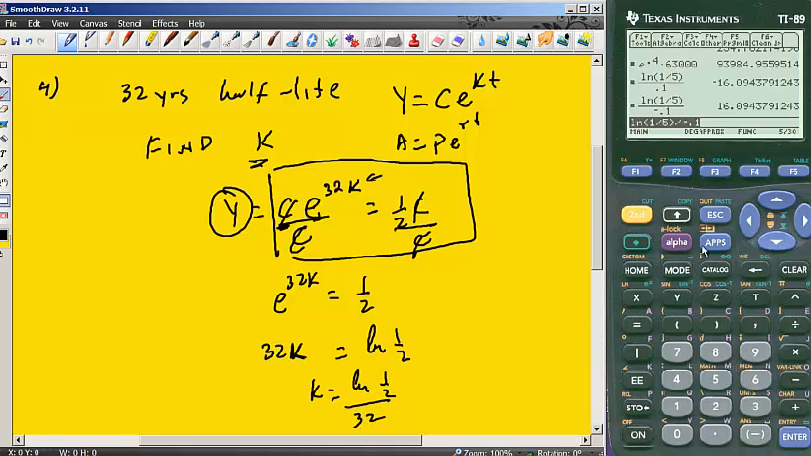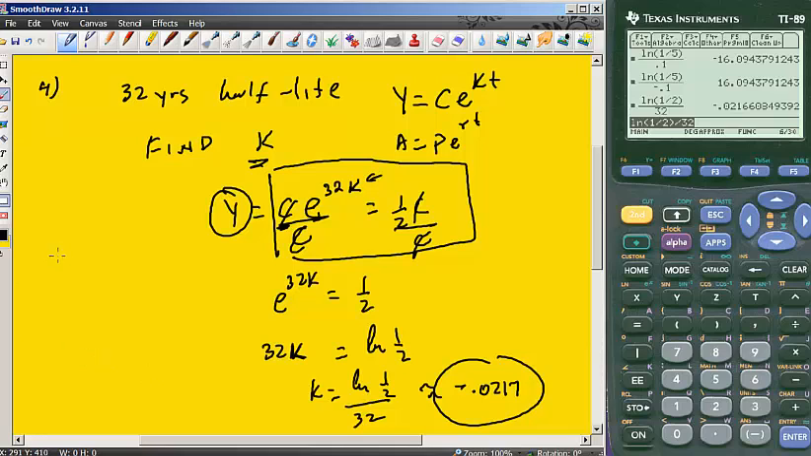So let's go back here and move it over here. ln of 1/2, and then divide that by 32. We should get our growth constant, and that's approximately negative 0.0217. That is the growth constant.